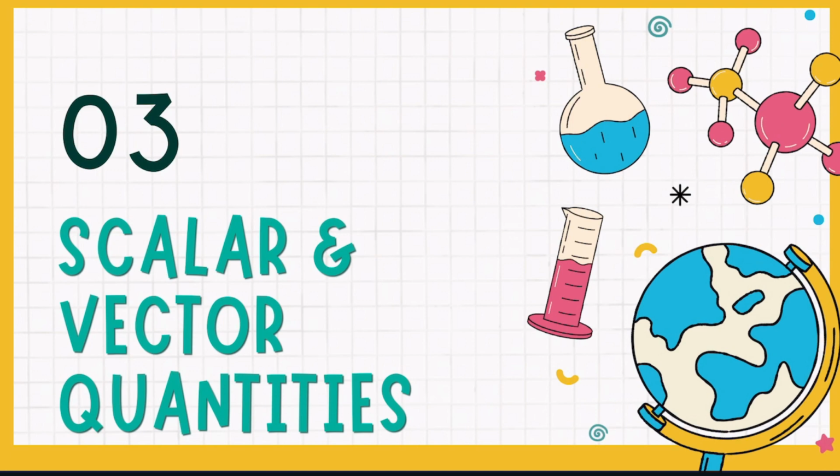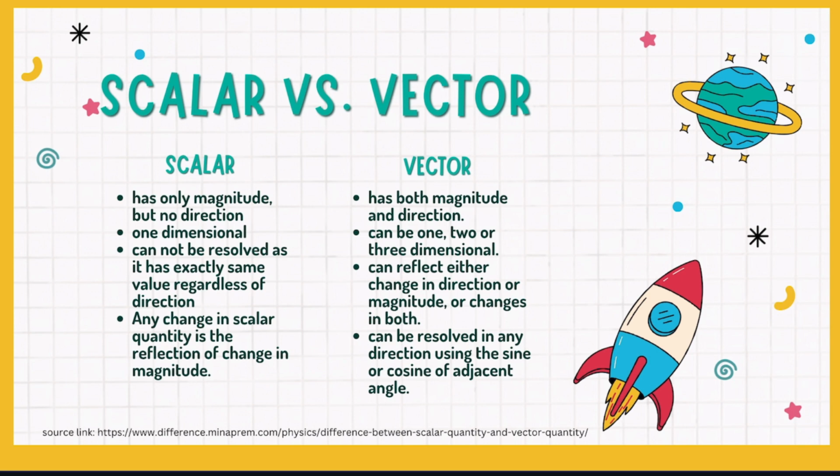So let's proceed to the next topic, scalar and vector quantities. So, what is the difference between scalar and vector? Scalar has only magnitude but has no direction. It is one-dimensional and cannot be resolved, as it has exactly the same value regardless of direction. Any change in a scalar quantity is a reflection of a change in the magnitude. While vector has both magnitude and direction, can be 1, 2, or 3-dimensional, can reflect either a change in direction or magnitude or changes in both, and can be resolved in any direction using the sine or cosine of the adjacent angle.